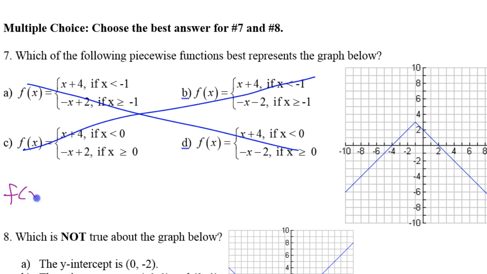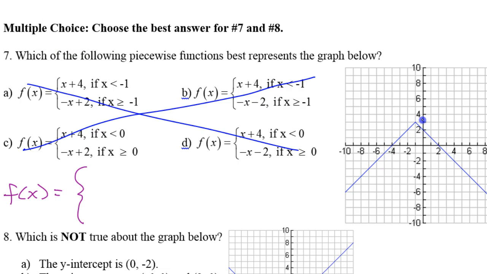When you're making a piecewise function, you start off like this, f of x, and you do a single brace like this. Don't feel bad if your braces don't look as beautiful as mine. I've had 25 years to practice drawing these braces.